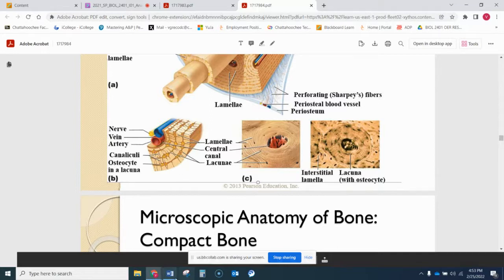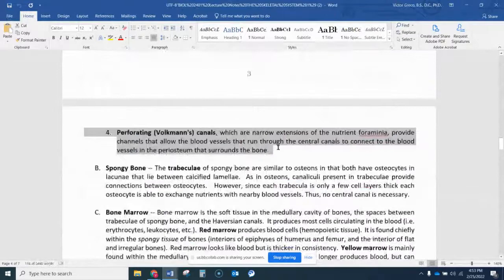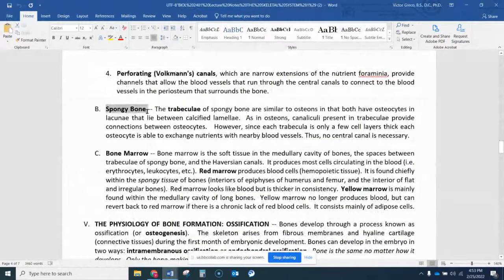Okay, go back to the lecture notes. So there's the write-up on all this material here. And of course, in spongy bone, we have the trabeculae. There's that word again. That's the bone itself. They don't have osteons, but they have osteocytes and lacunae. They're just not arranged in that cylindrical pattern like the compact bone is.